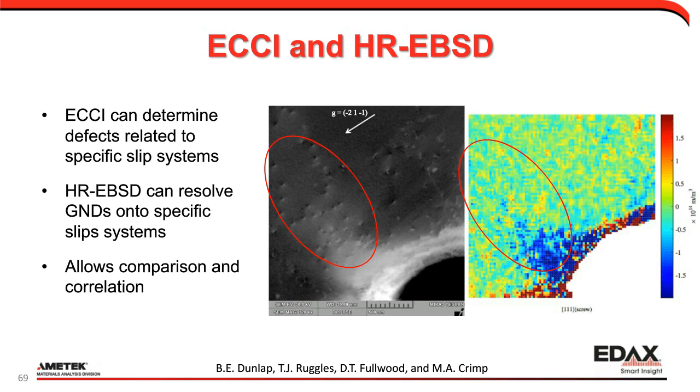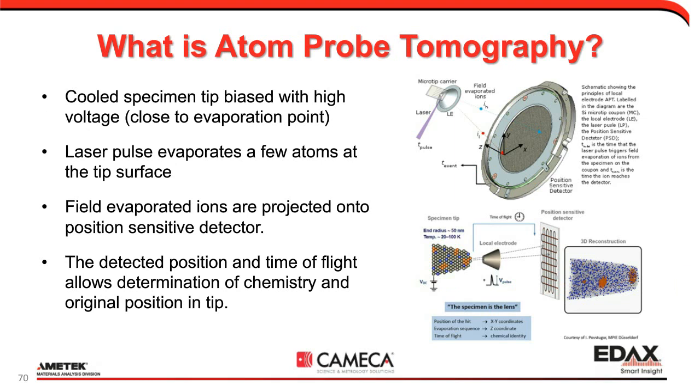Another technique where we can get some correlation is atom probe tomography. So this is work done in conjunction with CAMECA. And so with atom probe work, we have a very small, fine specimen tip where there's a voltage applied, so we can basically then laser pulse onto them to extract a few atoms from the tip surface. Those atoms are then projected onto a detector, and the position and the time of flight onto the detector allows us to determine both the composition and the original position on the tip. So we can get a reconstructed image like we see here on the right. We get basically atomic scale composition information.